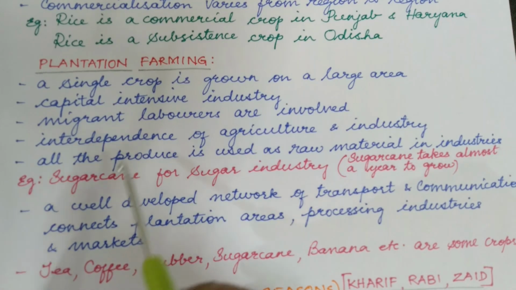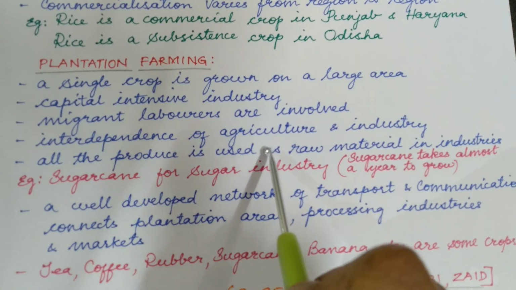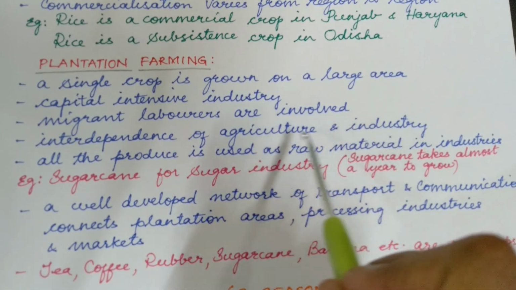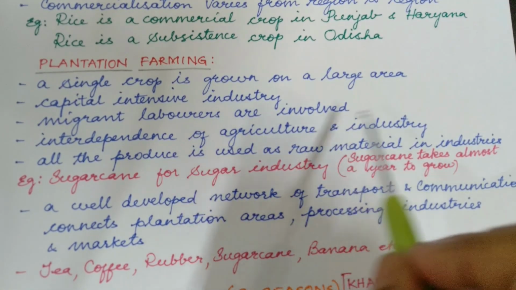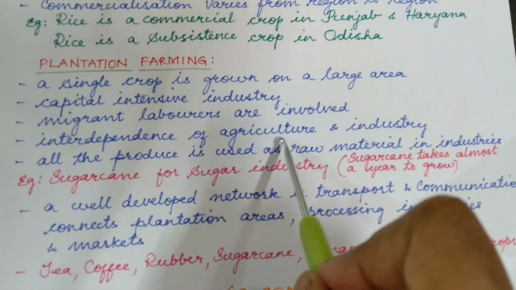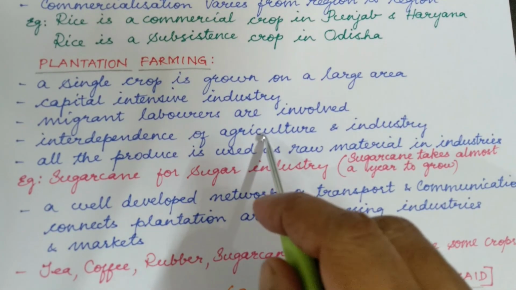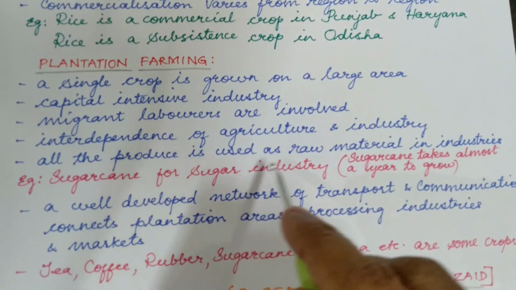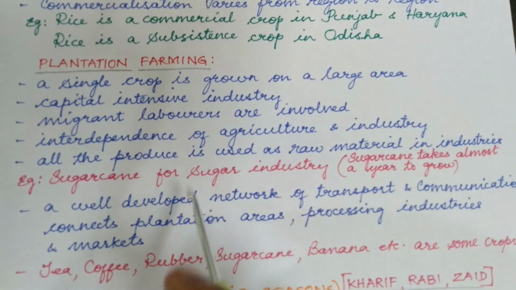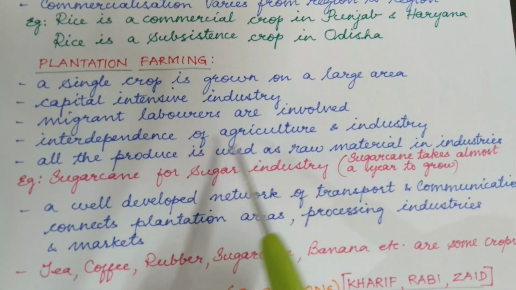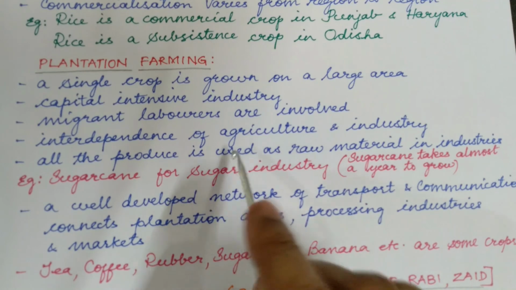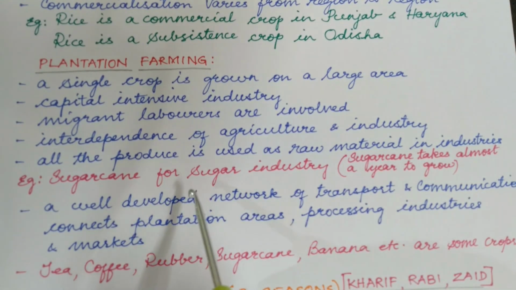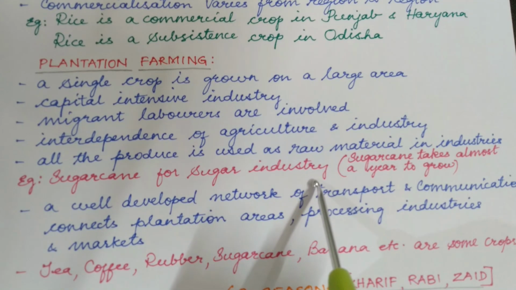Now, here there is a lot of interdependence of agriculture and industry. The agricultural sector depends on industry, and industry also depends on the agricultural sector. That is, both depend on each other. Here, all the produce is used as raw material in industries. Whatever crops are produced in the field are moved to the factory for the manufacturing process. For example, sugarcane is moved to an industry for processing sugar.